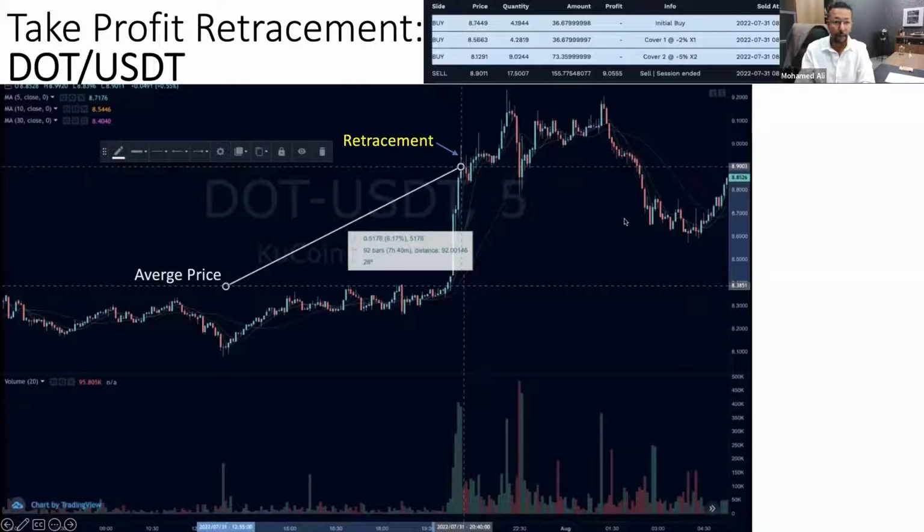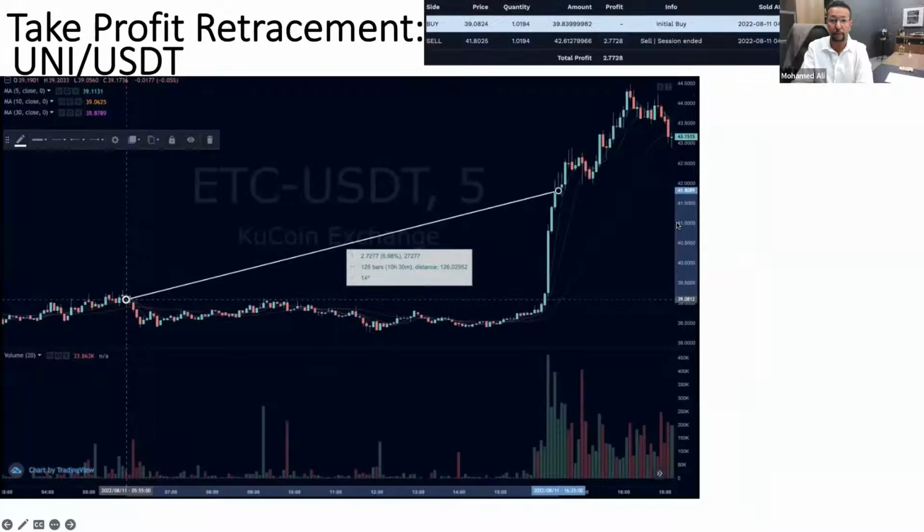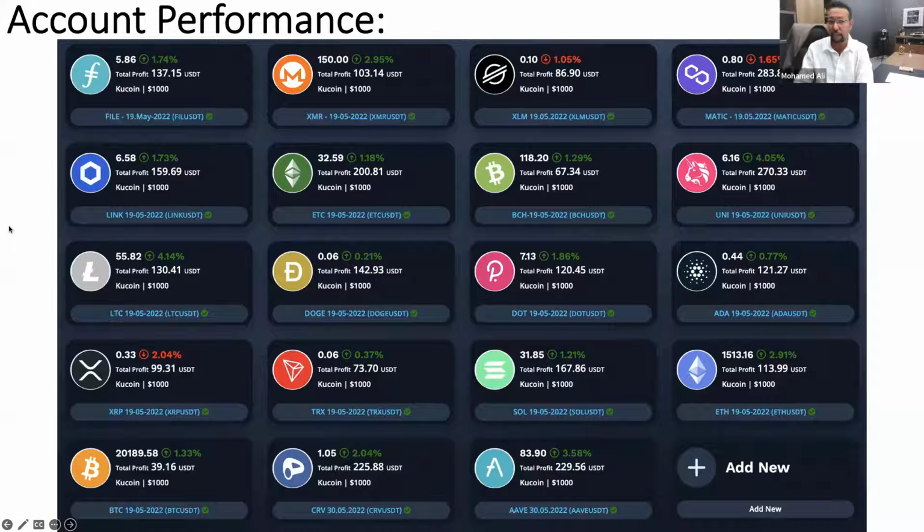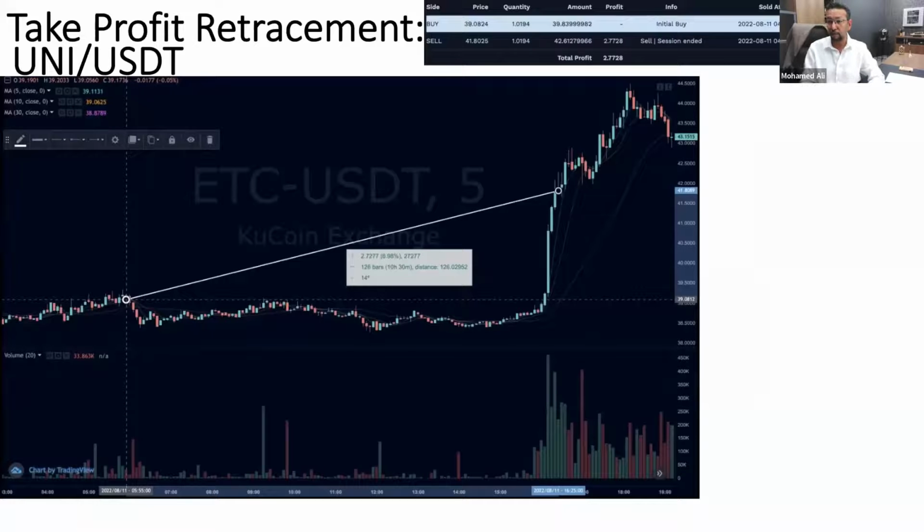Now, about the take profit retracement, this is from the last week. We couldn't capture some of them from this week because there was not much movement in the market. So I'm not going to go through them, but just to give you some idea for the new people, if we have new people on the call.